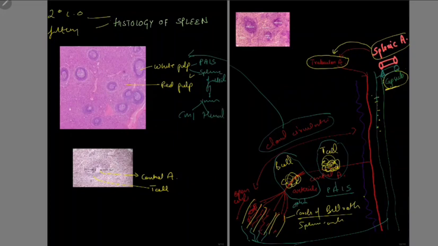via B cells. Now the part of the splenic circulation which has sinusoids and cords of Billroth is the red pulp. Sinusoids and cords of Billroth, along with macrophages, help in the filtering of the blood.